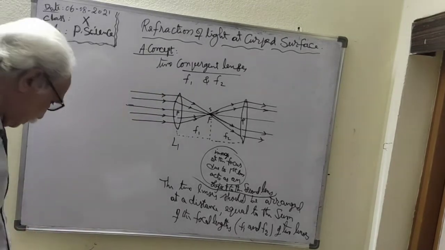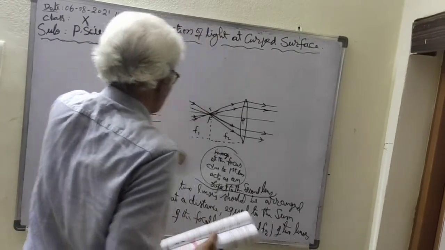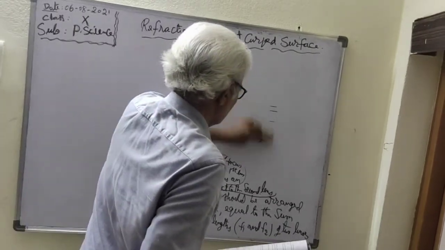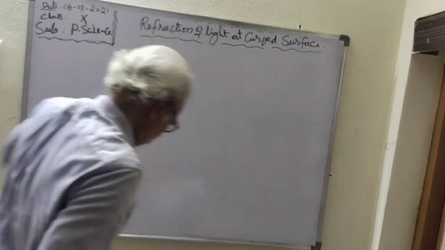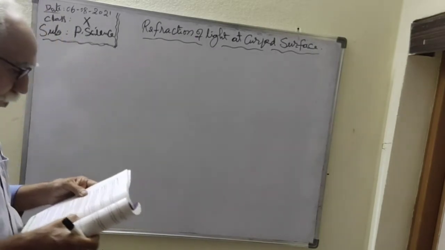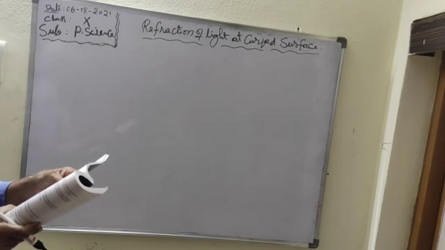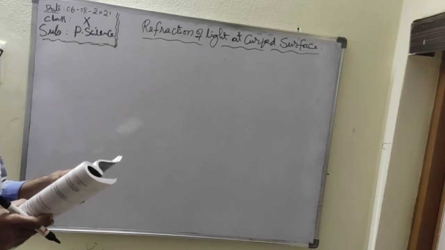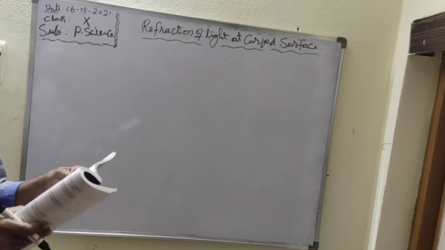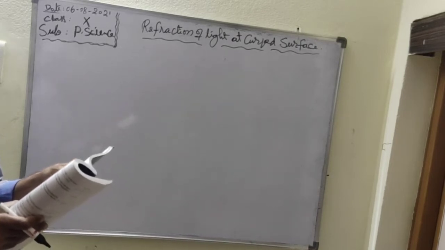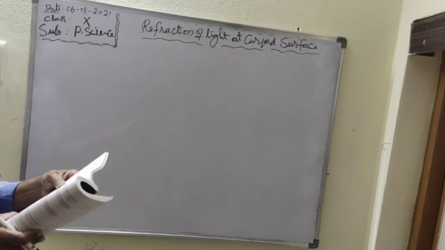Now next problem. The focal length of a converging lens is 20 centimeters and a 2 centimeter height object is 60 centimeters from the lens. Where will the image be formed and what kind of image is this, and also find the height of the image. These are the points.